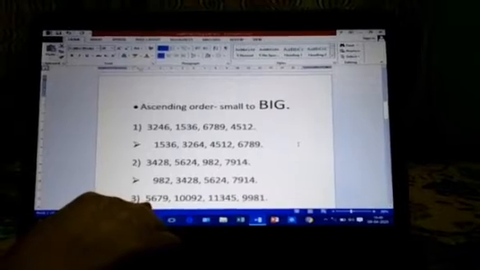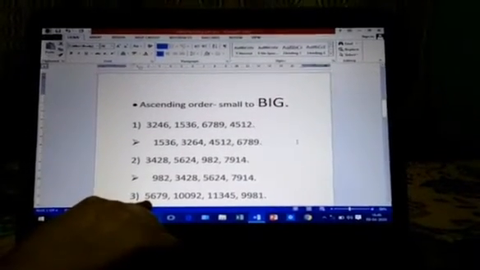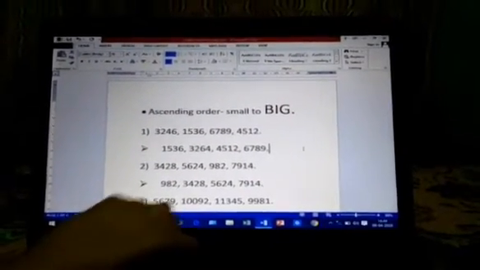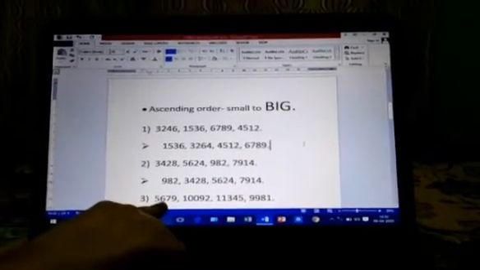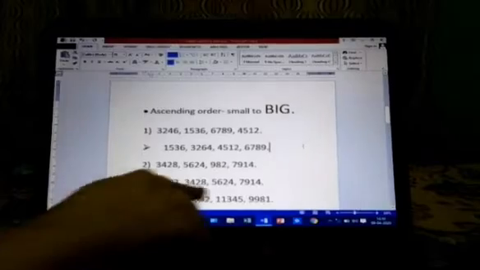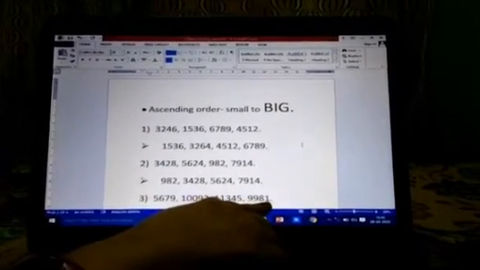Okay. So next step is we will see the thousands place. Thousands place we are having 5, and over here we are having 9. So the smallest number is 5679, followed by 9981.